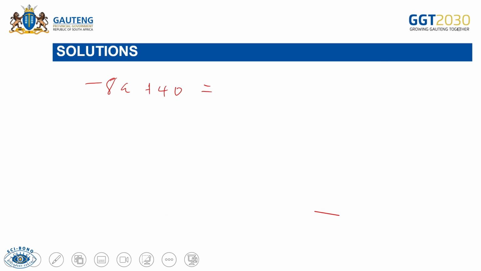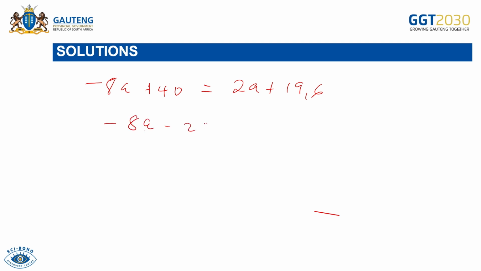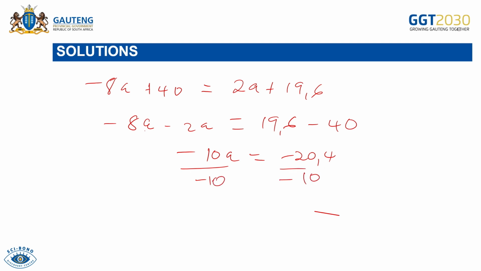2a plus 19.6. So this is negative 8a. So it's going to be negative 8a minus 2a, I'm grouping the like terms, equals 19.6 minus 40. So it's negative 10a here. 19.6 minus 40 is negative 20.4. Divide by negative 10.